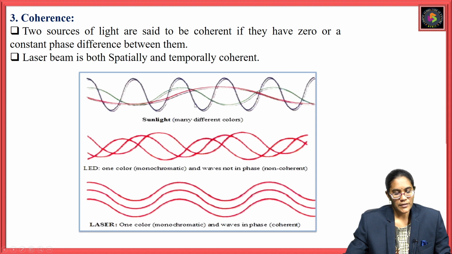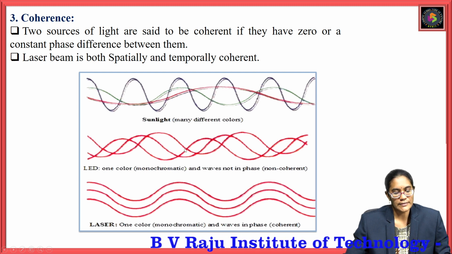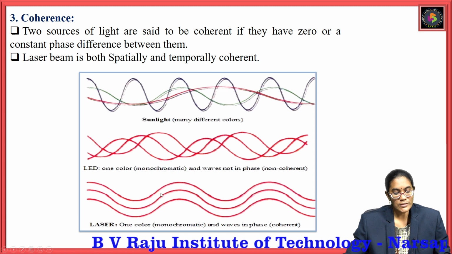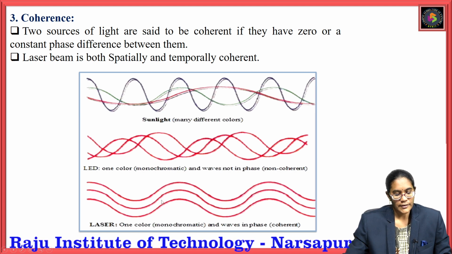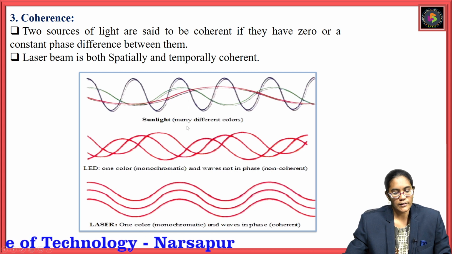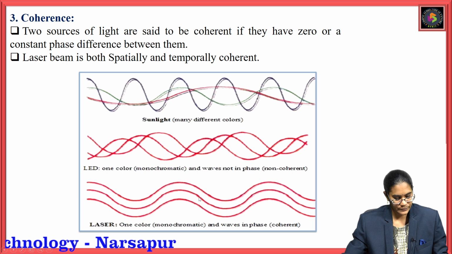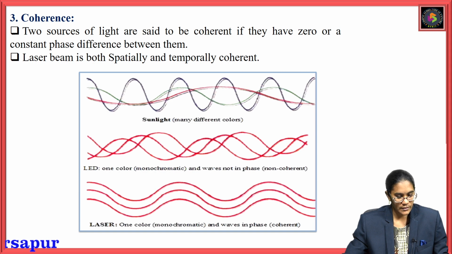If you see this image, the source is sunlight, so it exhibits many colors, many wavelengths and many frequencies. In this figure, the light source is an LED light, so it exhibits a single color but many wavelengths and many frequencies. Here, the source coming from the laser maintains a constant phase difference, and it exhibits a single color and a single wavelength. So this is the main difference between ordinary light, LED and laser source. In this way the laser light is highly coherent in nature.